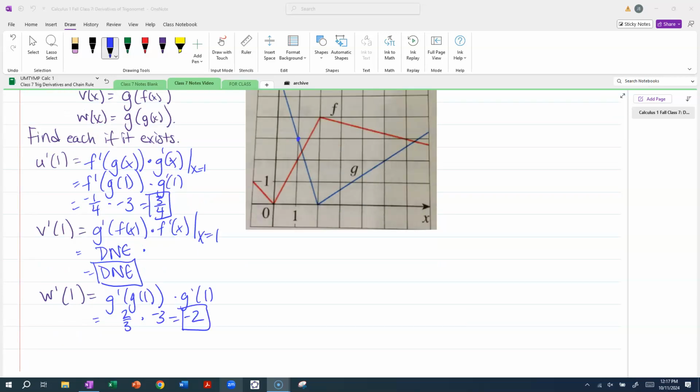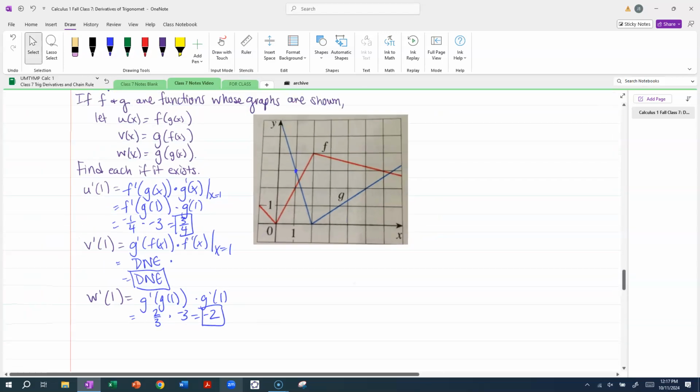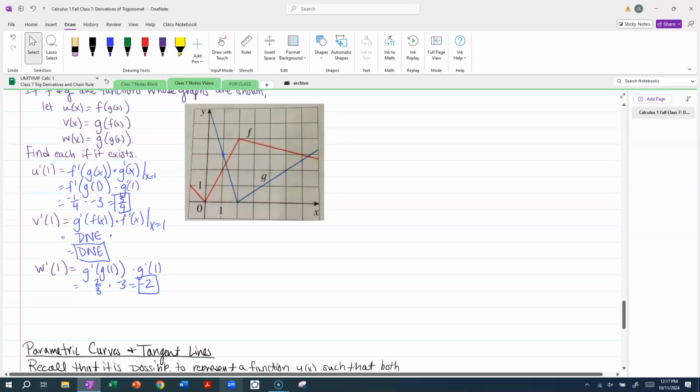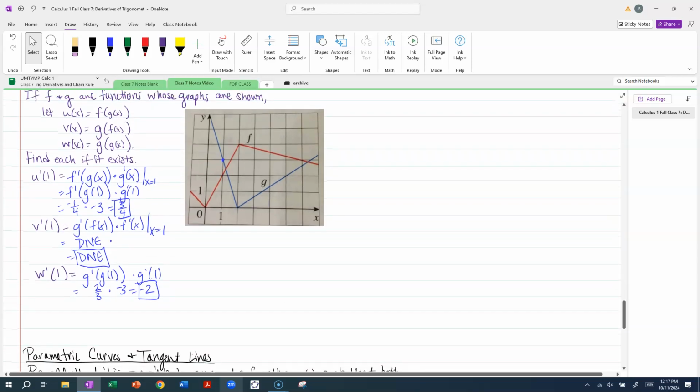Here's my answer. Okay. G of 1 is 3, right? Go to 3 on g, and there the slope is 2/3. So that's where I get the 2/3, and then g prime of 1, the derivative at 1, is -3. Okay, so that's going to conclude our examples with the chain rule. And then we have one more video to talk about parametric curves and tangent lines.